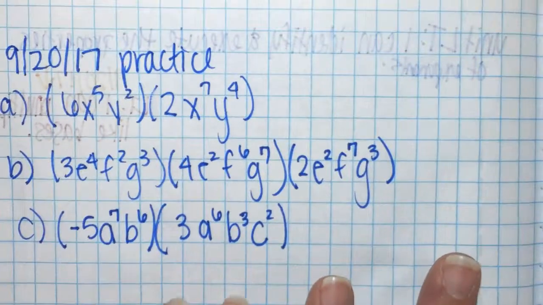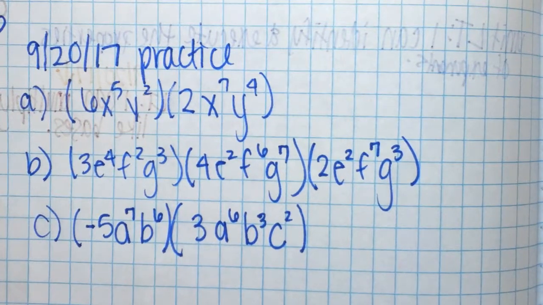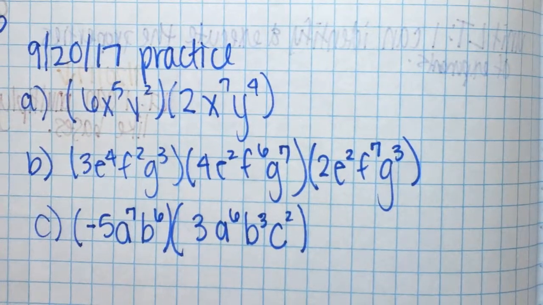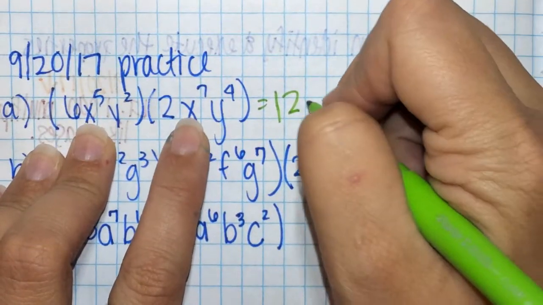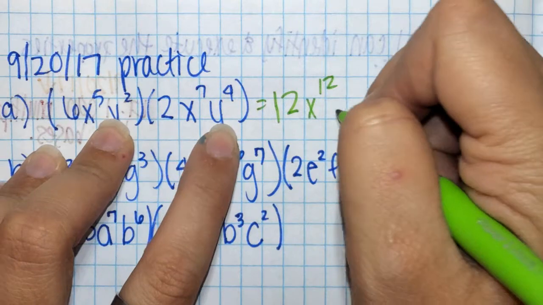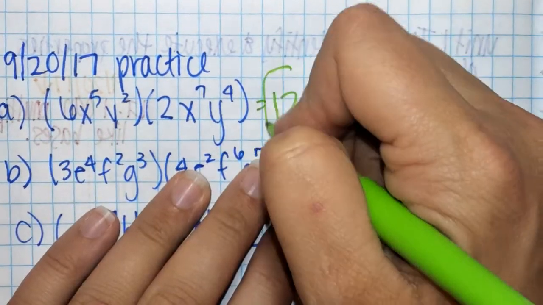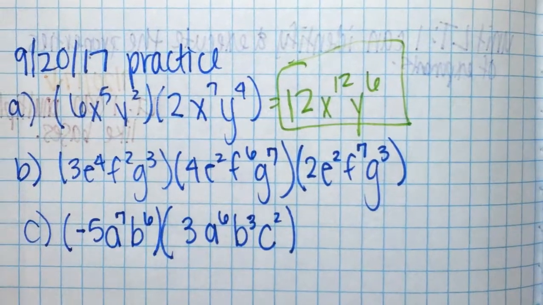Okay, so for A, I got 6 times 2 is 12. x to the 5th times x to the 7th is x to the 12th. y squared times y to the 4th is y to the 6th. If they got it right, put a check mark.